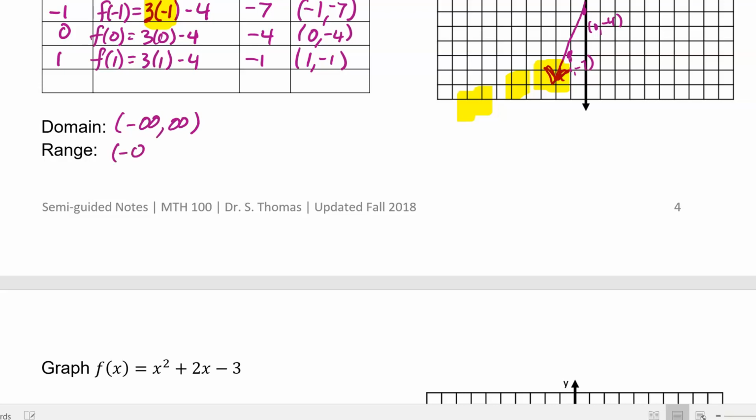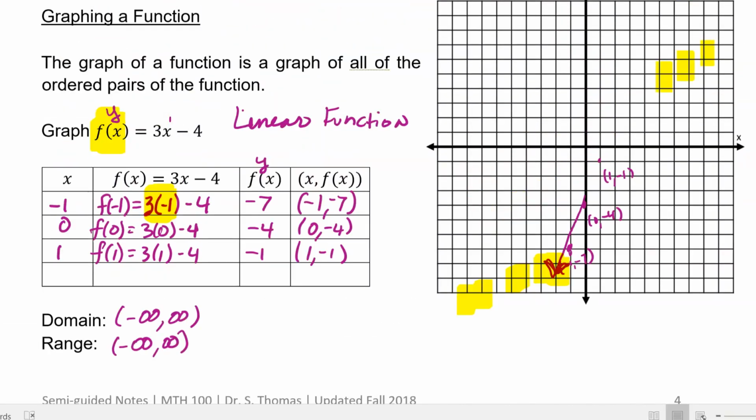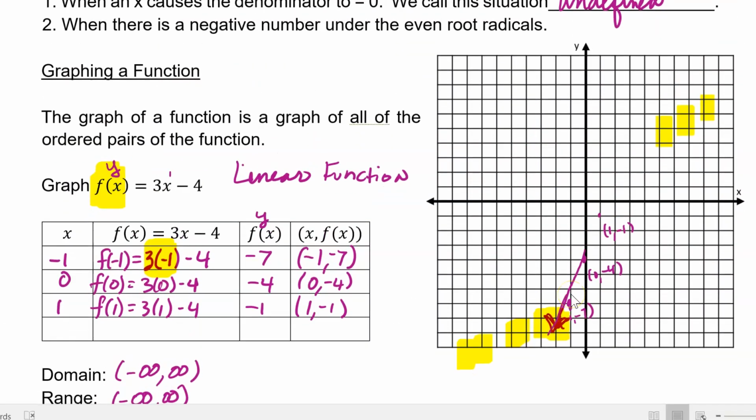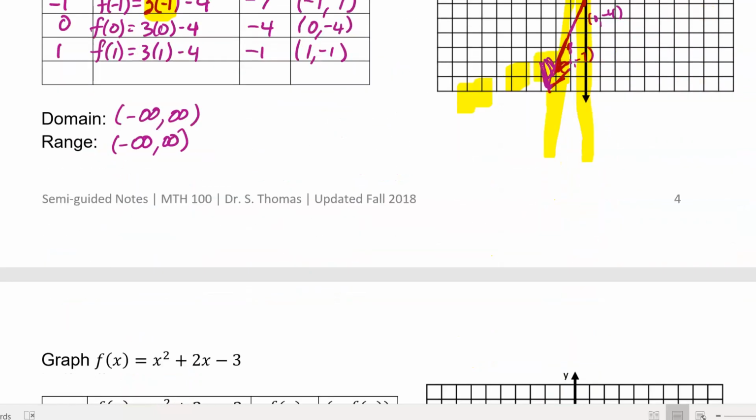Our range is the same because our line is going continuously this direction on our y-axis, and it's going continuously up. So on the y-axis, it's covering the entire y-axis. It's covering all the y's below here and all the y's above this. So domain and range is pretty easy for this linear function.